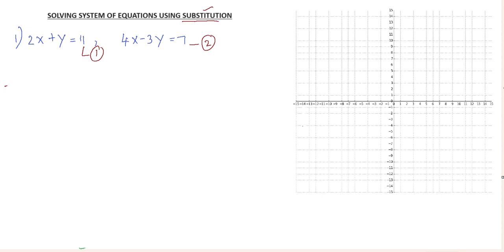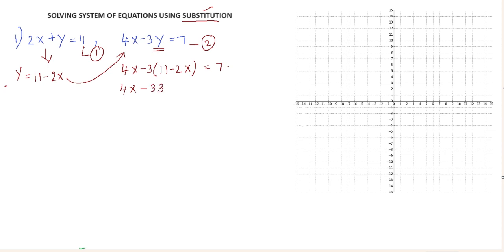So in order to solve the system of equations using the substitution method, first of all, out of the two equations, let's start with the first one. 2x plus y is equal to 11. So from this, we get y is equal to 11 minus 2x. Okay. We put this value of y in the second equation. 4x minus 3, and in the place of y, you can replace it with 11 minus 2x, is equal to 7. Let's try to resolve this.